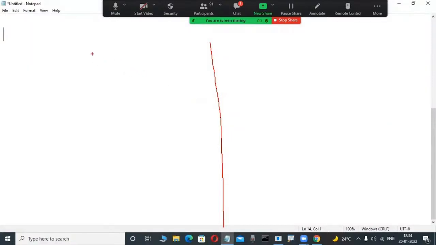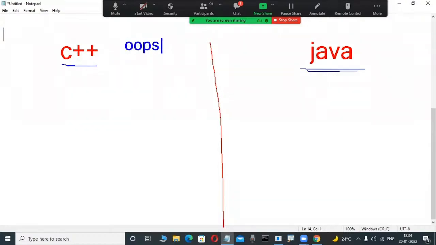Now check it out. Just observe for five minutes, that's enough. This is a demo, just observe what is going on. C++ is a language. Java is a language. For example, for computer students, C++ is a language and also Java is a language. These are two popular object-oriented languages. In object-oriented languages, some OOPS concepts are there. Here also OOPS concepts are there. Here also OOPS concepts are there.